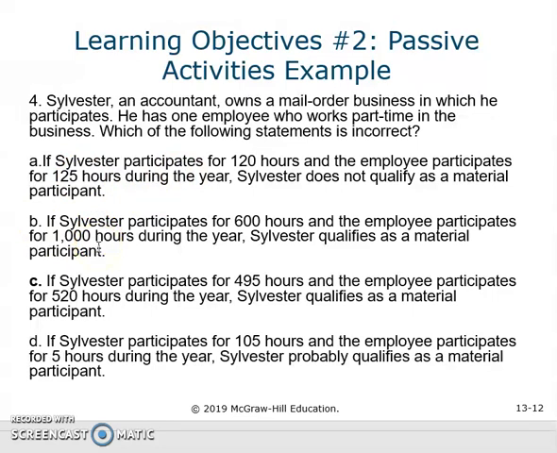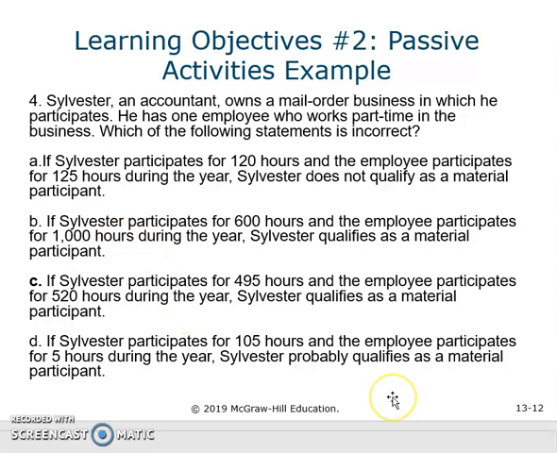B, if Sylvester participates for 600 hours and the employee participates for 1,000 hours during the year, Sylvester qualifies as a material participant. That is true because he is participating in the activity for more than 500 hours. C, if Sylvester participates in the activity for 495 hours and the employee participates for 520 hours during the year, Sylvester qualifies as a material participant. Now that is not true since the employee, again, same situation as A, is participating for more than him and he has not participated for more than 500 hours.